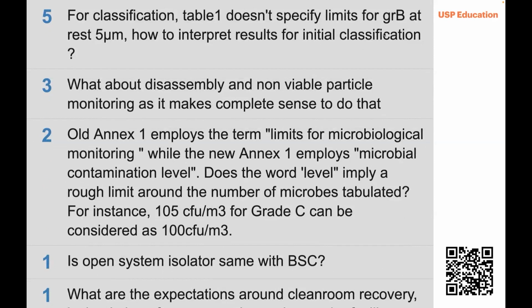For a classification table that does not have a specific grade B at-rest 5 micron limit, how do you interpret the results for initial classification? I think the way you can interpret those results is to look at the monitoring table. Remember, you can set it up in the initial classification so that the grade B 5 micron is such that you wouldn't necessarily fail, but you definitely don't want to go into monitoring with that 29 particles per cubic meter and basically constantly be failing either.